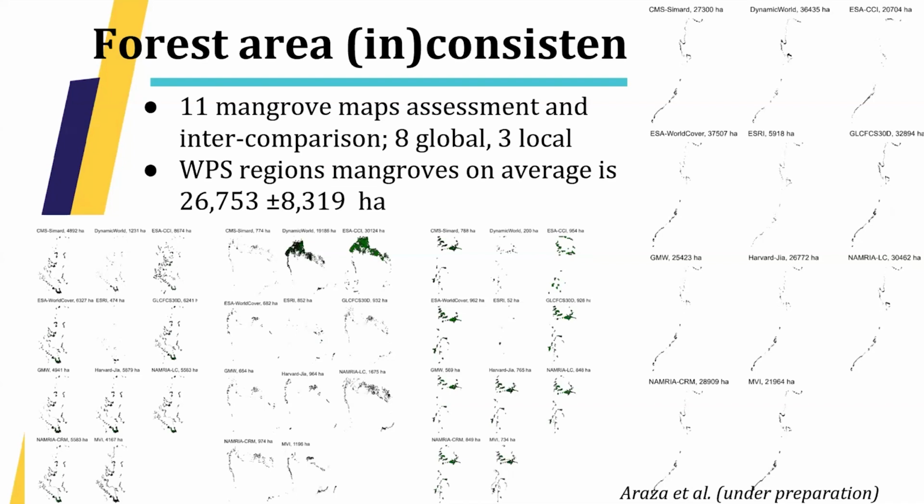We're trying to compare 11 mangrove maps, so you can see it here. You can see immediately a large standard deviation here, 8,000 out of the 26,000 mean hectares. So that's something to think of when we try to choose an ecosystem extent map for our accounting purposes. This was 8 global sources and 3 national sources, including the NAMRIA maps.